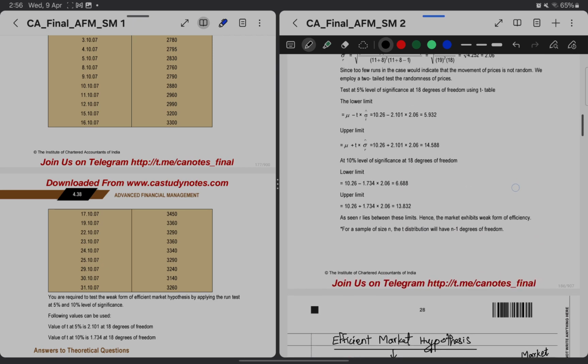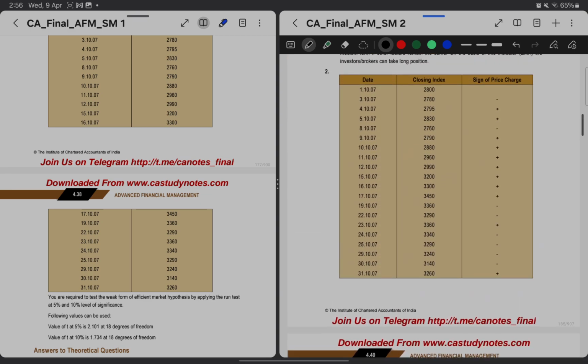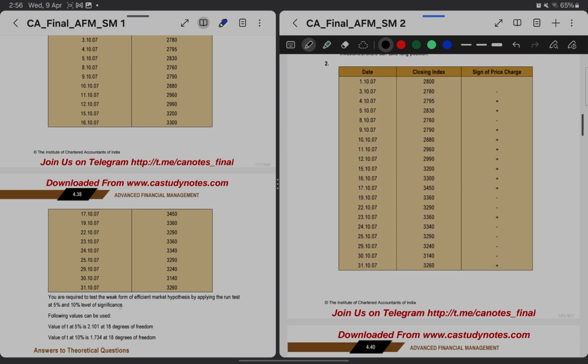Now let's dive into the answer. In the given question, they are asking for the weak form of efficient market hypothesis by applying the run test at 5% and 10% level of significance.